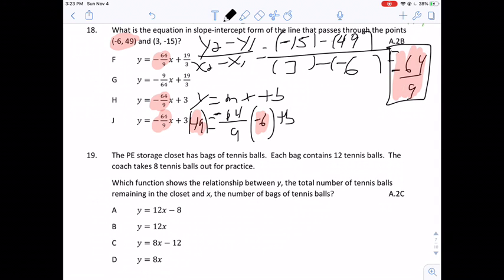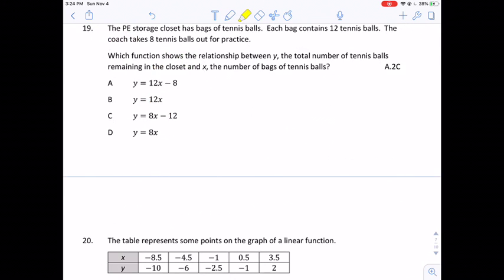So I'm going to calculate my b. And when I'm done calculating the b, b equals 19 over 3. So that being said, the only answer choice that has a b of 19 over 3 is answer choice F, and that is the only one that has a y-intercept of 19 over 3 and a slope of negative 64 over 9.